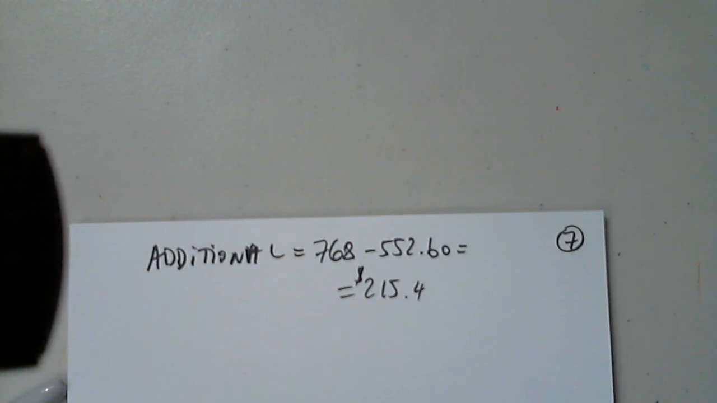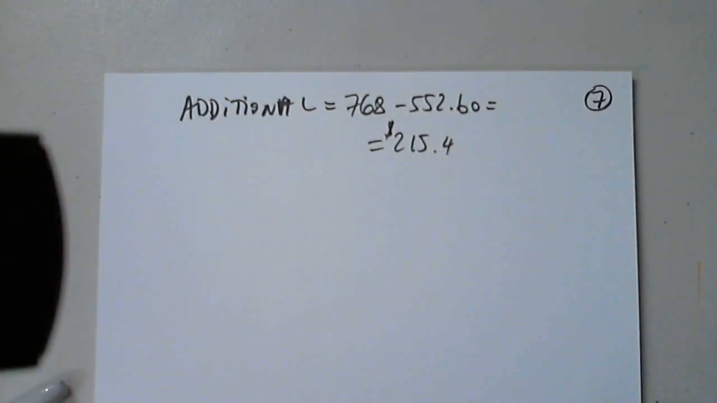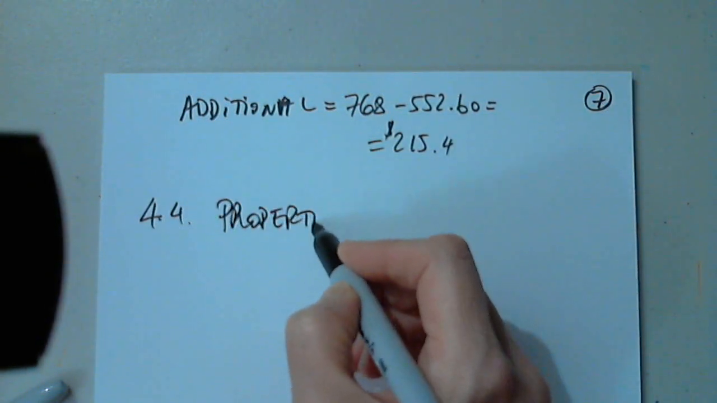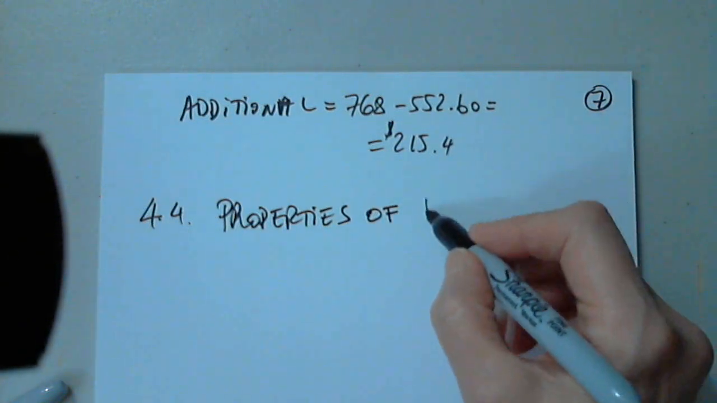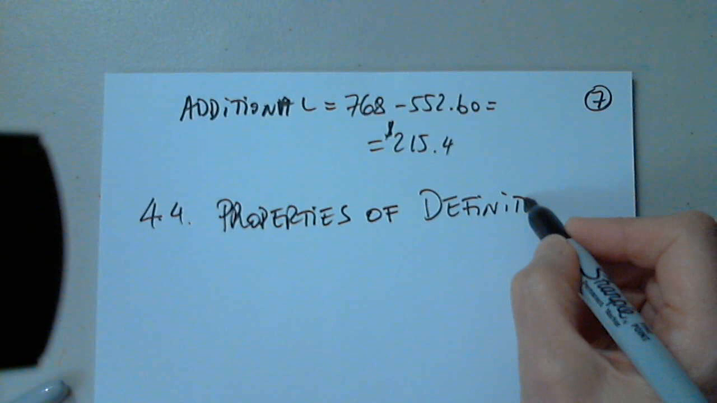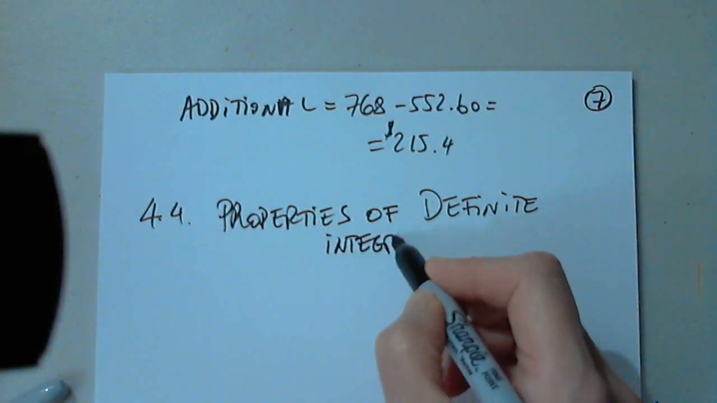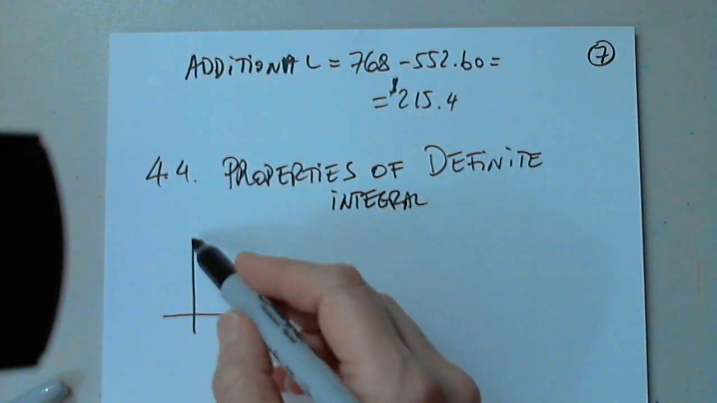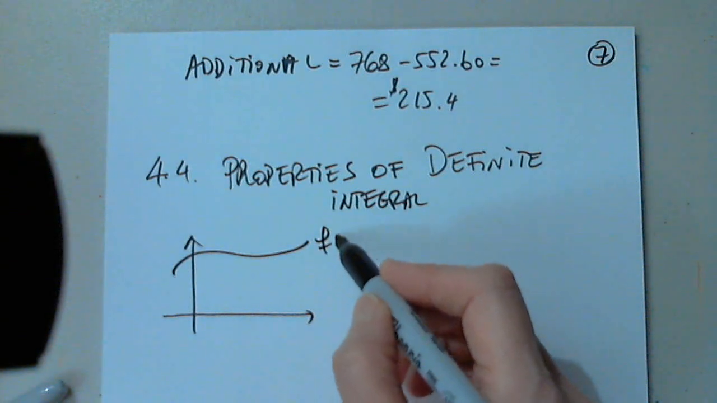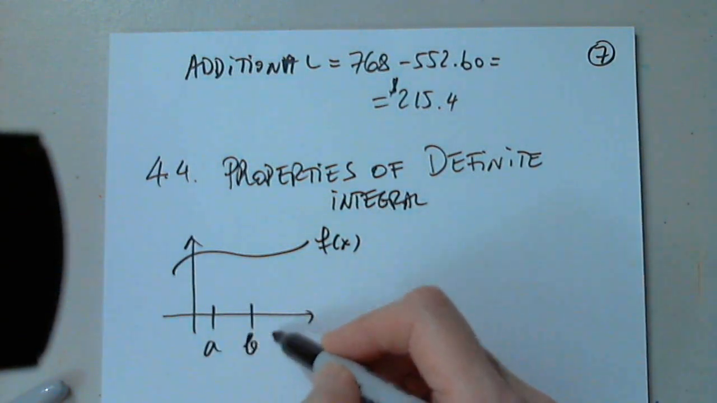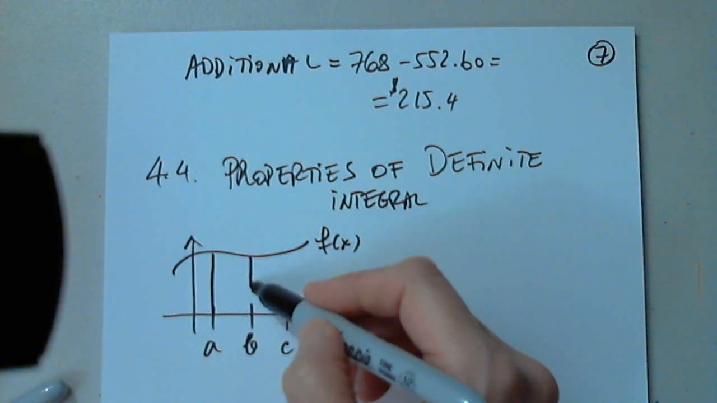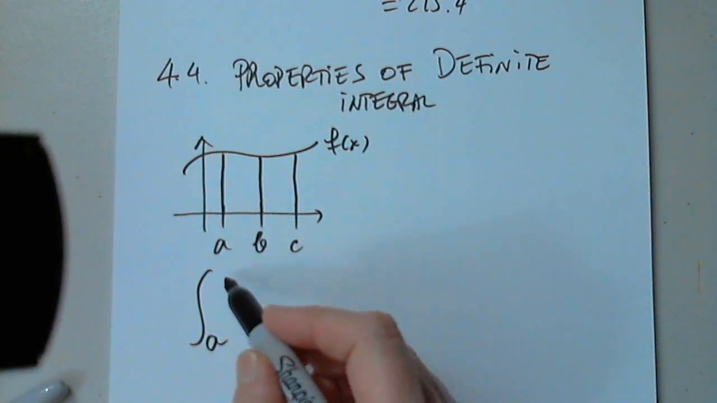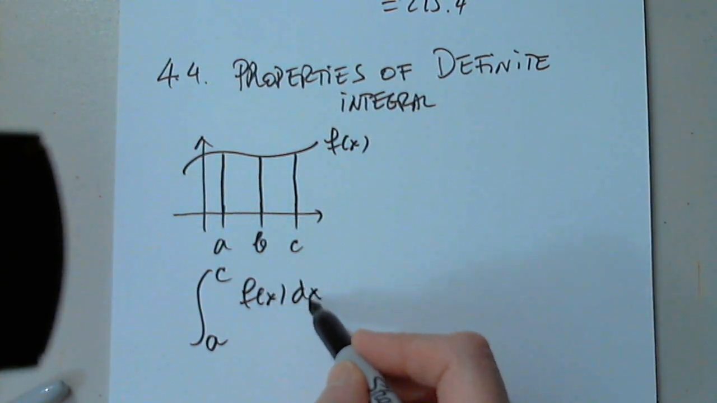And this is exactly what we are leading into right now, some properties. So in 4.4, we have properties of the definite integral. And that is one of them. So let's look at an example. Let's say this is the function f of x, and I have a, and I have b, and I have c. Can anyone tell us what is the integral from a to c of f of x dx equal to?